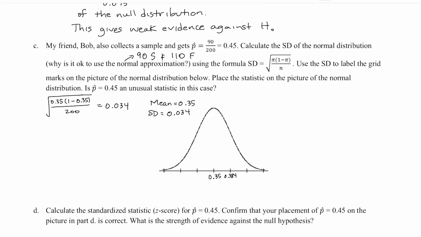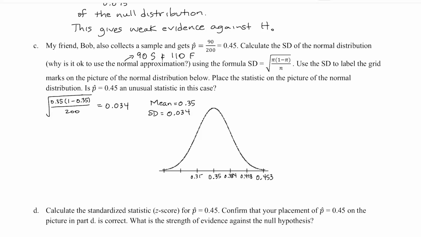Again, this is a little bit squished. If I take my 0.384 and I add 0.034, another standard deviation, I get 0.418. And if I take the 0.418 and add another standard deviation, 0.034, I get 0.453. So again, make sure that you are following along using your own calculator. Make sure you can get these same answers.